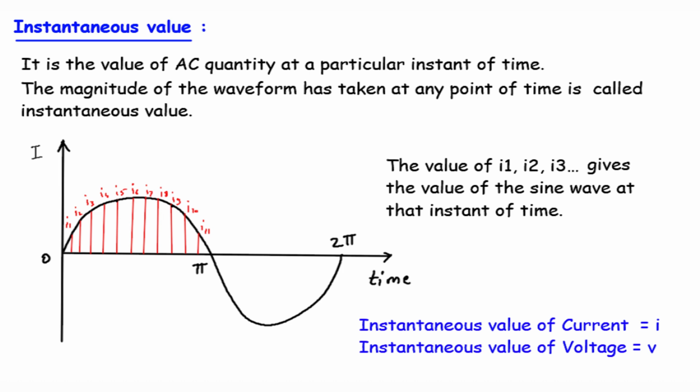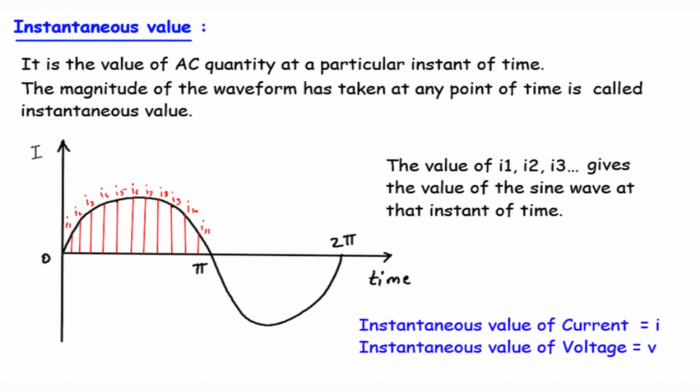The next sentence says, the magnitude of the waveform as taken at any point of time is called instantaneous value. This sentence adds two more important words, magnitude and waveform. Magnitude is just a fancy word for how much or how strong. It's the numerical size of the value. A waveform is simply a graph, a picture, that shows how something changes over time. And that brings us to the graph on the screen.